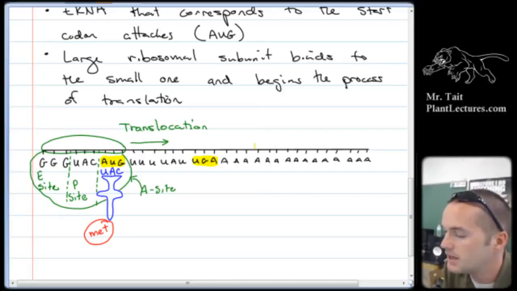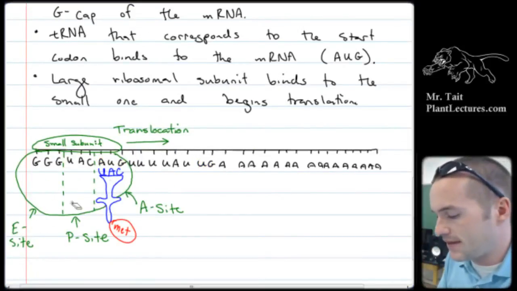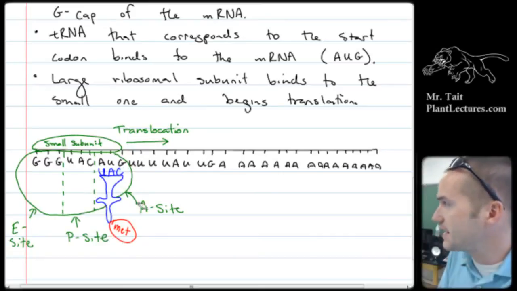We said there are 3 sites. There's the A site, the P site, and the E site. The A site is where new amino acids are going to enter. The P site is where the polypeptide chain is going to be held, and the E site is the exit site.